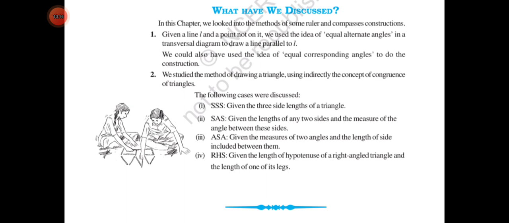2. We studied the method of drawing a triangle using, indirectly, the concept of congruence of triangles. The following cases were discussed. 1. SSS. Given the three side lengths of a triangle. 2. SAS. Given the lengths of any two sides and the measure of the angle between the sides. 3. ASA. Given the measures of two angles and the length of the side included between them. 4. RHS. Given the length of the hypotenuse of the right angle triangle and the length of one of its legs.